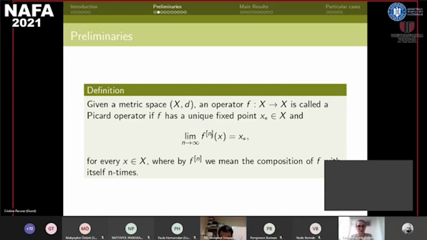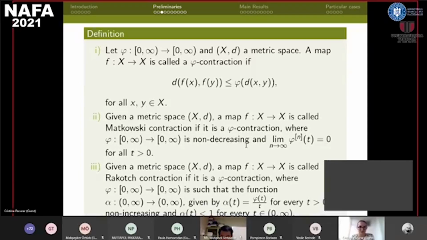I'm sure everyone knows what a Picard operator is, but even so, given a metric space X with the metric d, an operator F is called a Picard operator if F has a unique fixed point, which we'll note with F star, and the limit of F composed n times with itself as n approaches infinity is the fixed point x star for every x. For a function phi defined on [0, infinity) with values in the same interval, and the metric space X with the metric d, a map F is called a phi contraction if the following inequality holds.